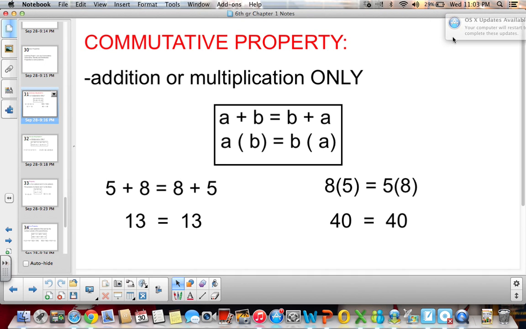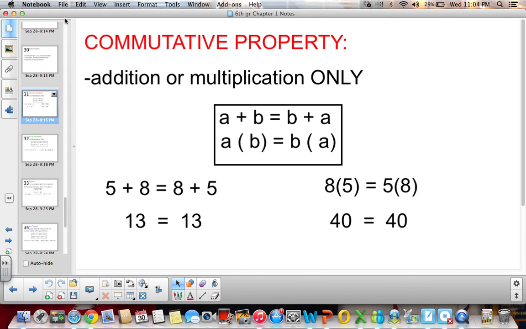So a property is basically a statement that is true for all numbers. So any numbers that we put into our properties or into our variables for these certain properties should always work.